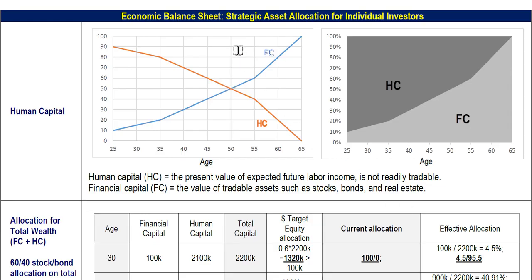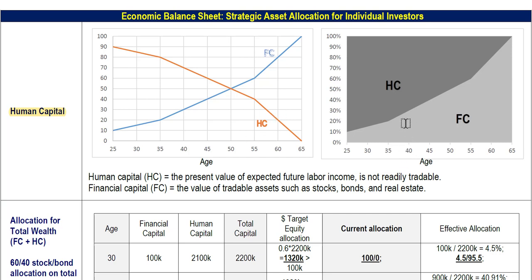Now I would like to spend some time talking about the economic balance sheet. This is a strategic asset allocation for individual investors. Again, as long as we talk about economic sense, we need to talk about tangible and intangible capital. So human capital is a very important part for us to consider in the economic balance allocation, between the financial capital and human capital. We have spent a lot of time talking about this already, so I'm not going to repeat that.